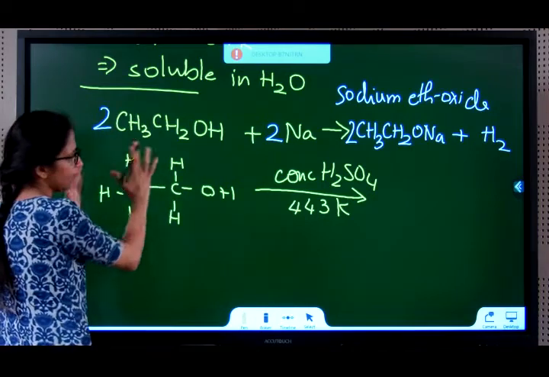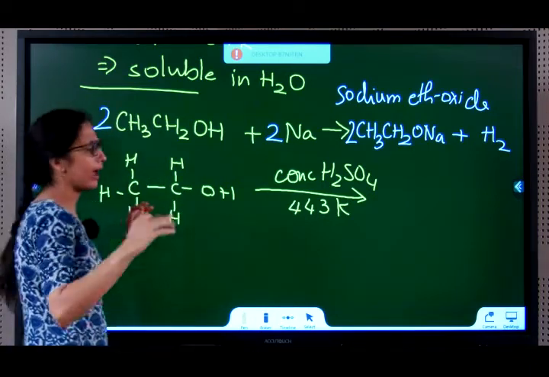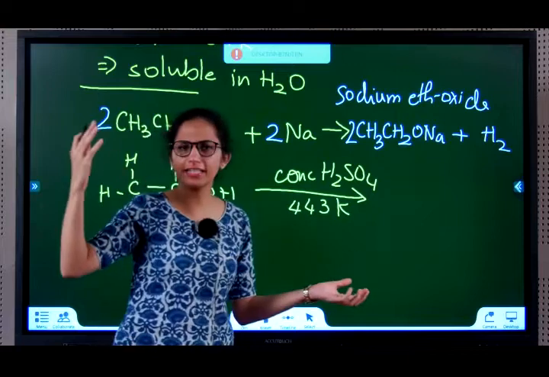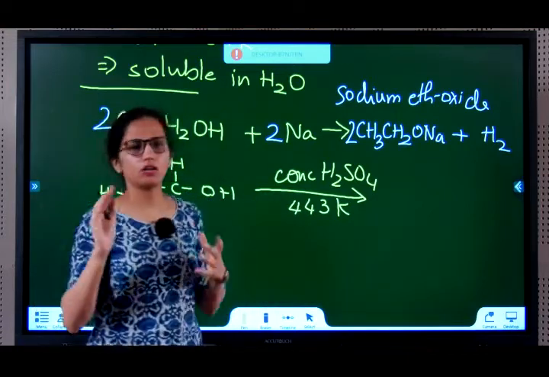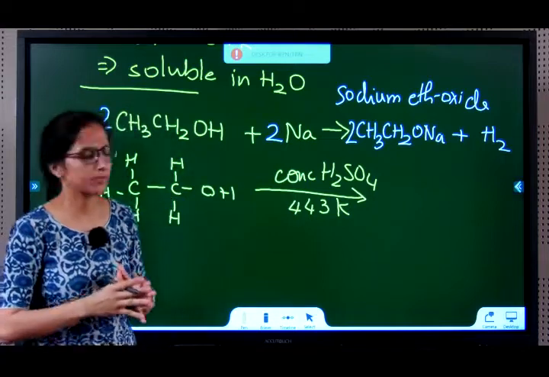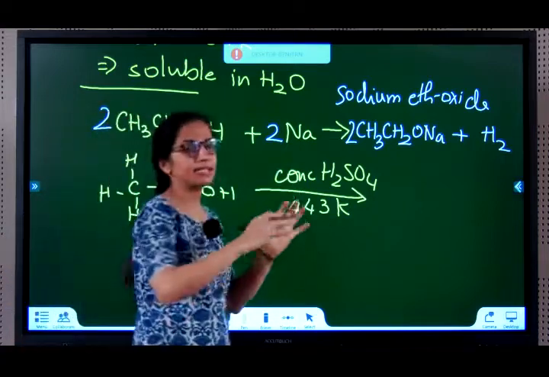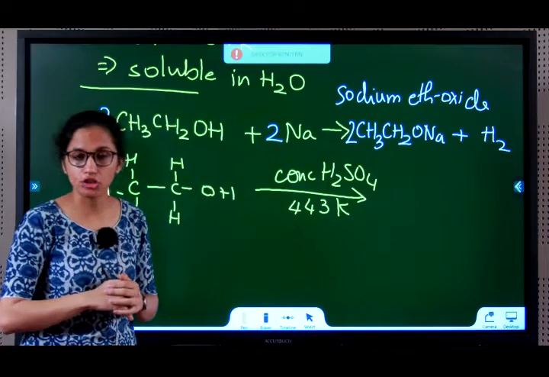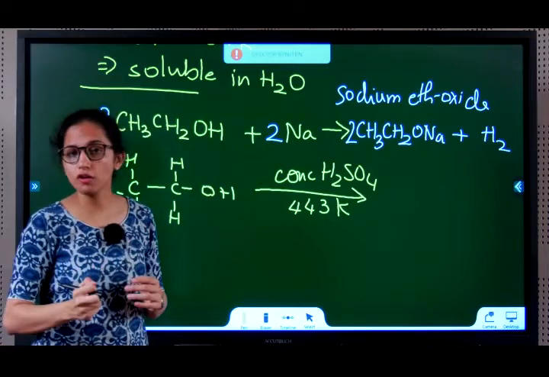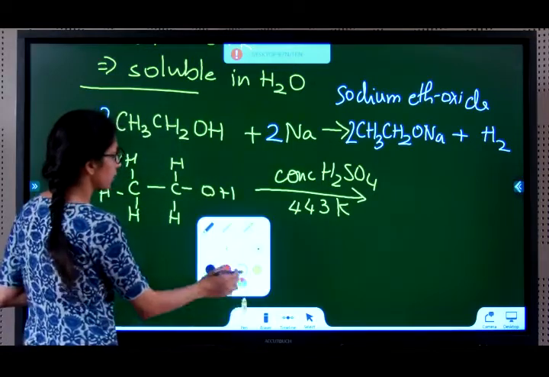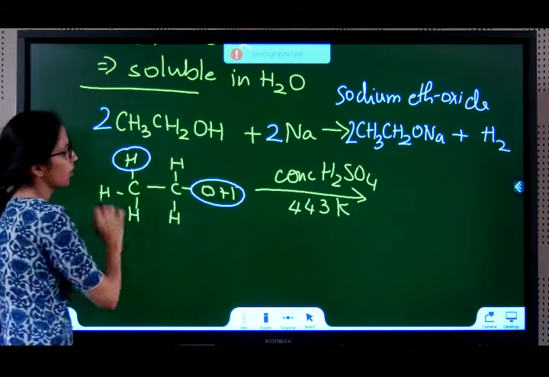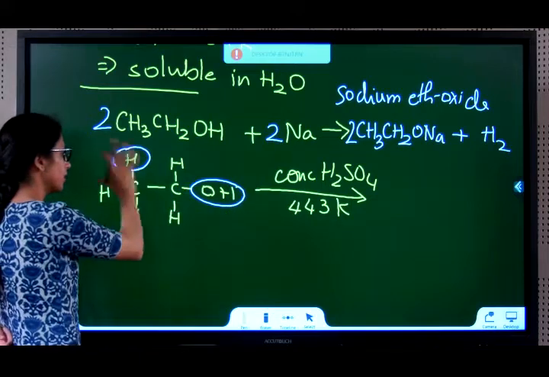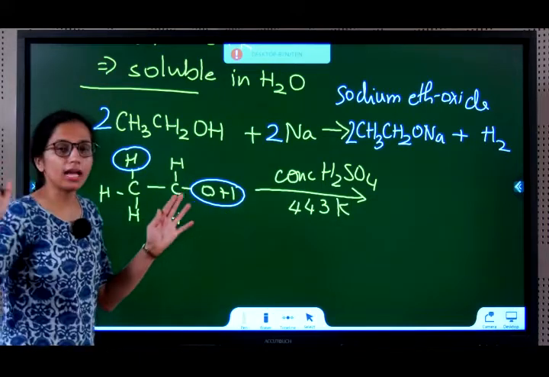Next, I have taken ethanol here and at 443 Kelvin I heat it up and I add acid to it. Sulfuric acid, concentrated sulfuric acid, just a few drops. Concentrated sulfuric acid is a good dehydrating agent. Dehydrating means removal of water. So now it's going to remove water from here, OH and H. So this one lost one bond, this one lost one bond. They both have empty bonds.